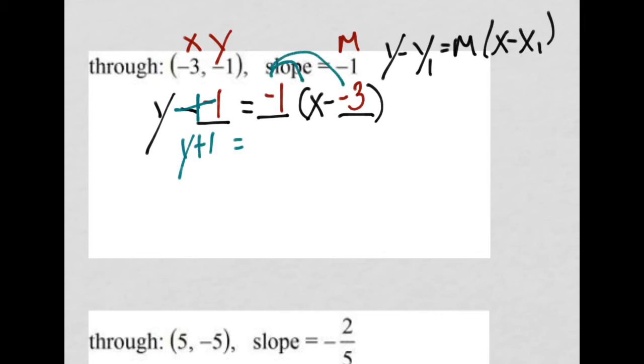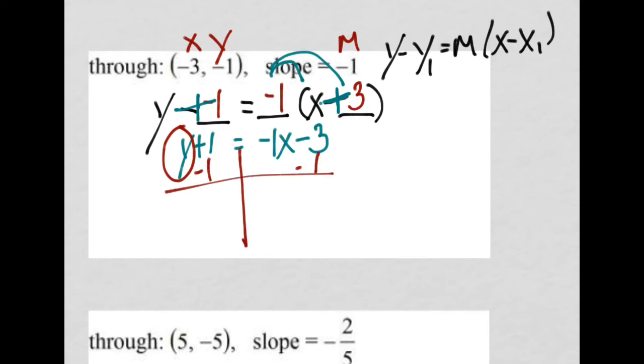Distribute. Negative 1 times x is a negative 1x. Again, minusing a negative over here, so that turns positive. Negative 1 times positive 3 is a negative 3. Circle what you're solving for. How do you get rid of a plus 1? You minus 1. So I end up with y equals, my minus 1 cannot combine with my slope because the slope has an x attached to it. So it has to combine with the y-intercept, so negative 3 minus 1 is a negative 4.